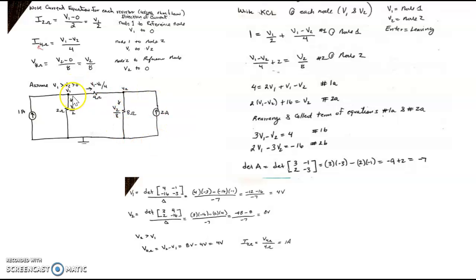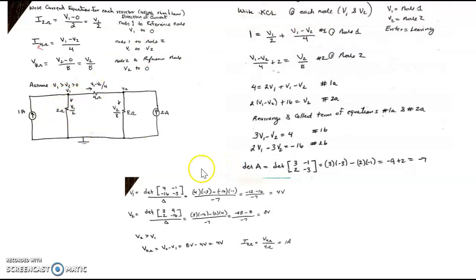So I'm going to do KCL at V1. Right here, I'm going to say that entering is positive, or the other way we can say KCL is that the sum of the currents entering is equal to the sum of the currents leaving. So entering is 1, which equals the sum of V1 over 2 plus V1 minus V2 over 4. So this is the KCL at this node.